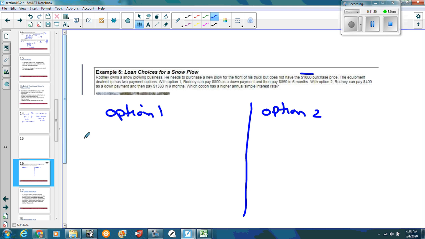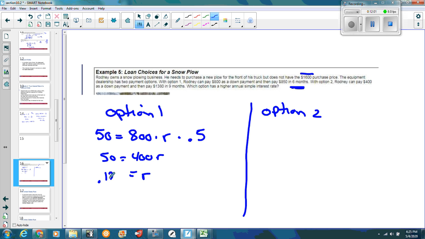So this one, if he had to pay $850, he paid $800 and now he paid $850. So his interest that he paid was $50. He paid $800. What was that rate? And he paid it in 6 months, so that's half a year. So this would be 0.5. So this is 50 equals 400 R. R comes out to be, when you divide by 400, 12.5%.